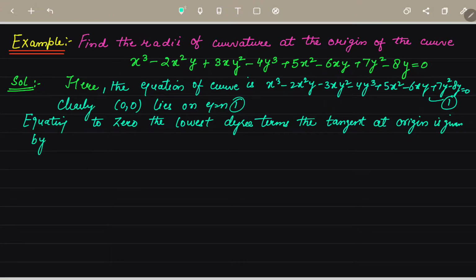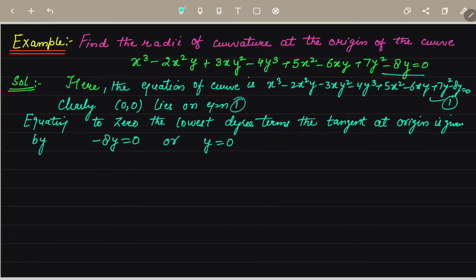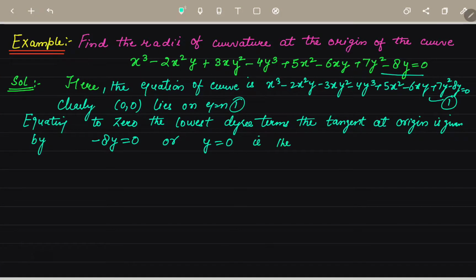So from equation first we see that the lowest degree term is basically minus 8y. So we have to equate minus 8y to 0, or we can write y is equal to 0. So that is the axis of x, or we can write it as x-axis.